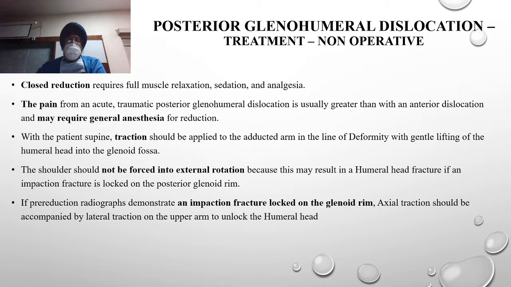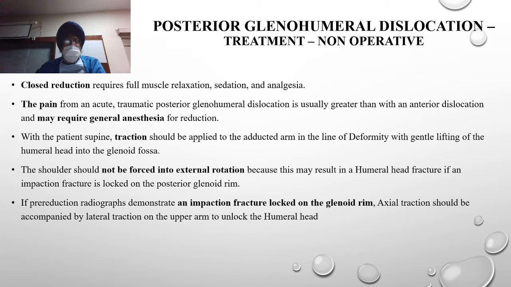The treatment, that is non-operative closed reduction, requires full muscle relaxation, sedation and analgesia. The pain from an acute traumatic posterior glenohumeral dislocation is usually greater than with an anterior dislocation and may require general anesthesia for the reduction. With the patient supine, traction should be applied to the adducted arm in the line of deformity with gentle lifting of the humeral head into the glenoid fossa.